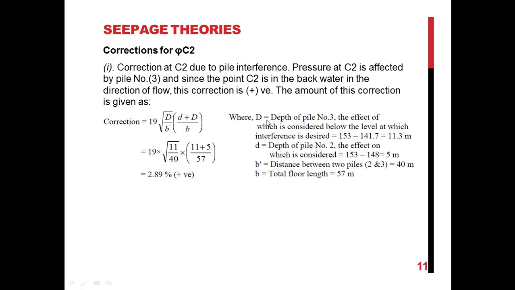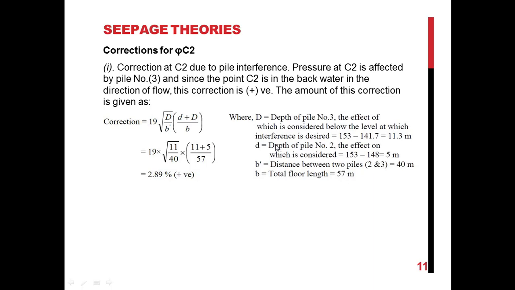The value of D is equal to the depth of pile number 3, the effect of which is considered below the level at which interference is desired. So to find the depth of pile number 3, we have the reduced level of pile number 3. The top reduced level is 153 and the bottom reduced level is 141.7. So subtracting 141.7 from 153, we will get the total depth of sheet pile number 3, which is 11.3 meter.